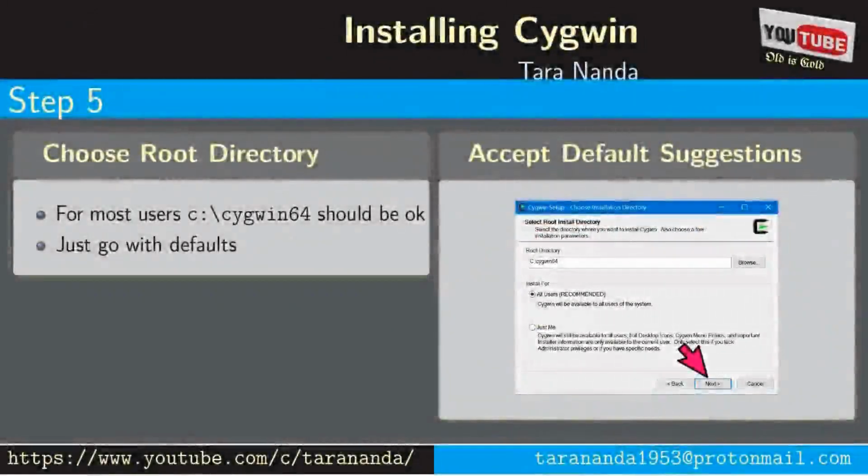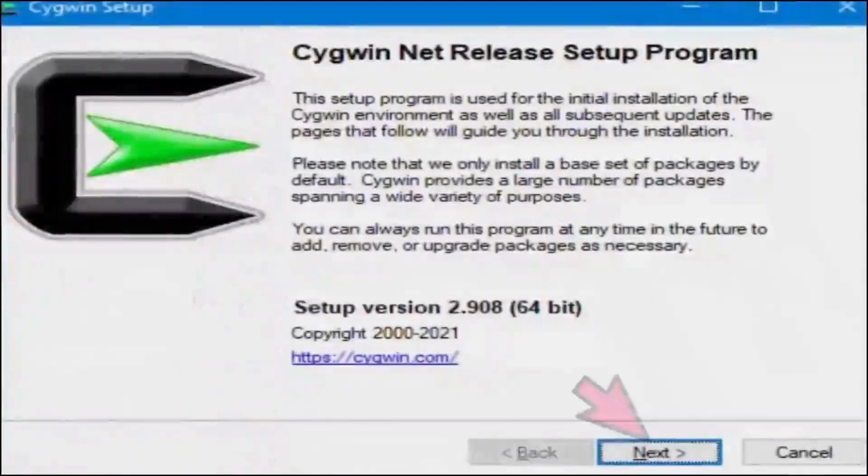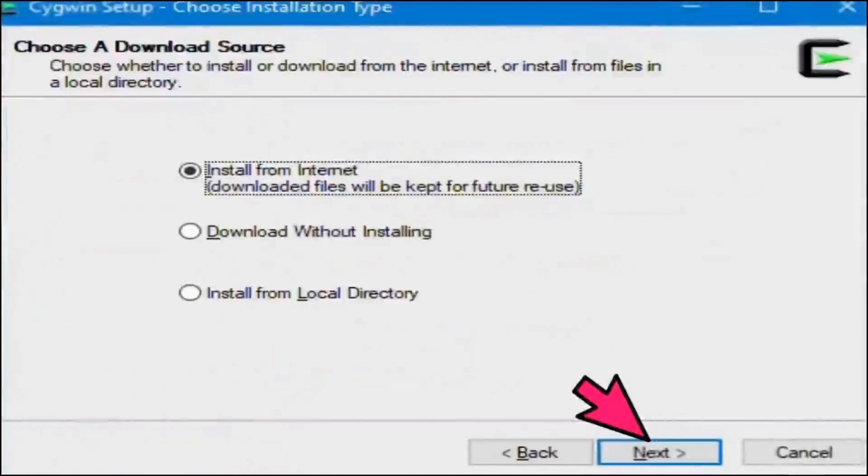In the final screen, make a choice for the mirror location from where you wish to download. I have used JAIST in Japan and NUS in Singapore, and they are very fast. The short video clip which follows shows the process in action in real time.